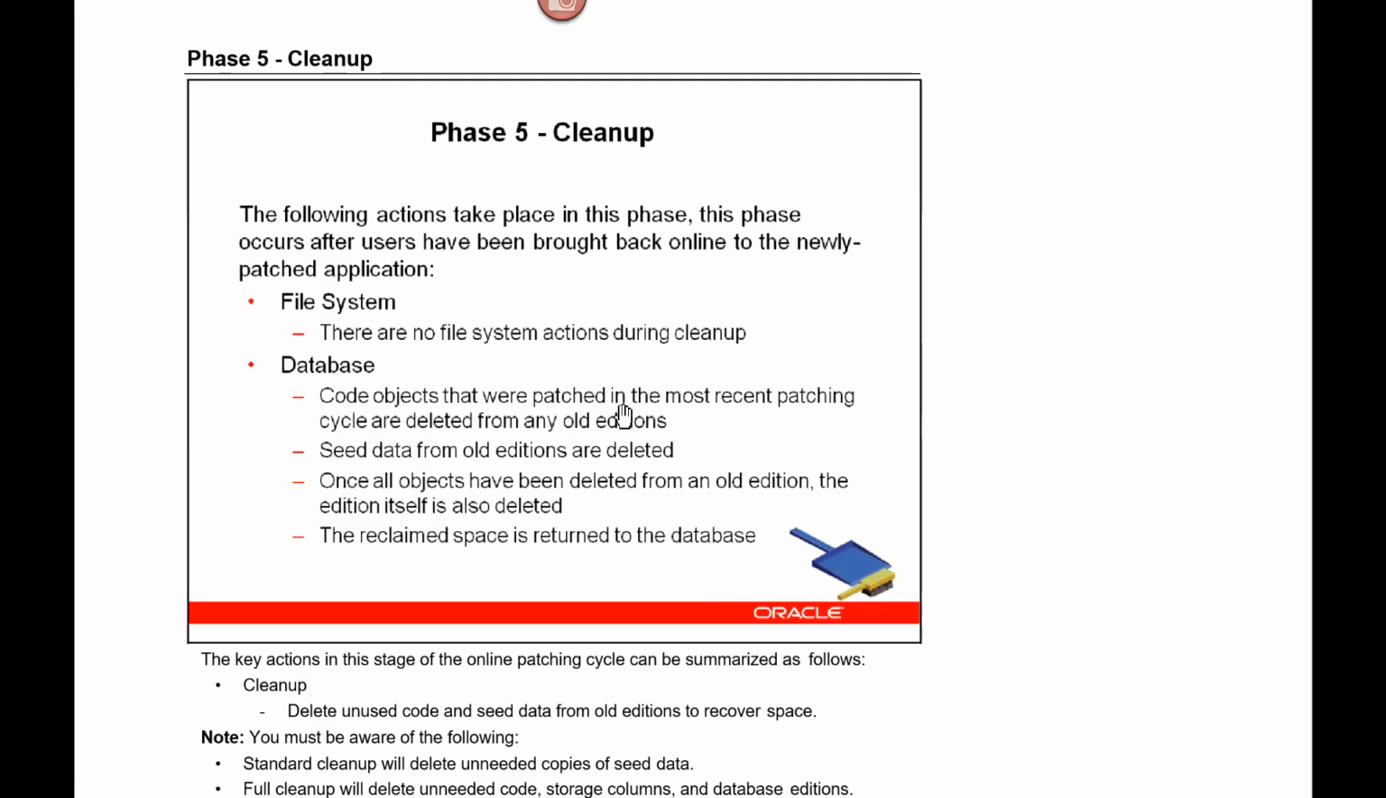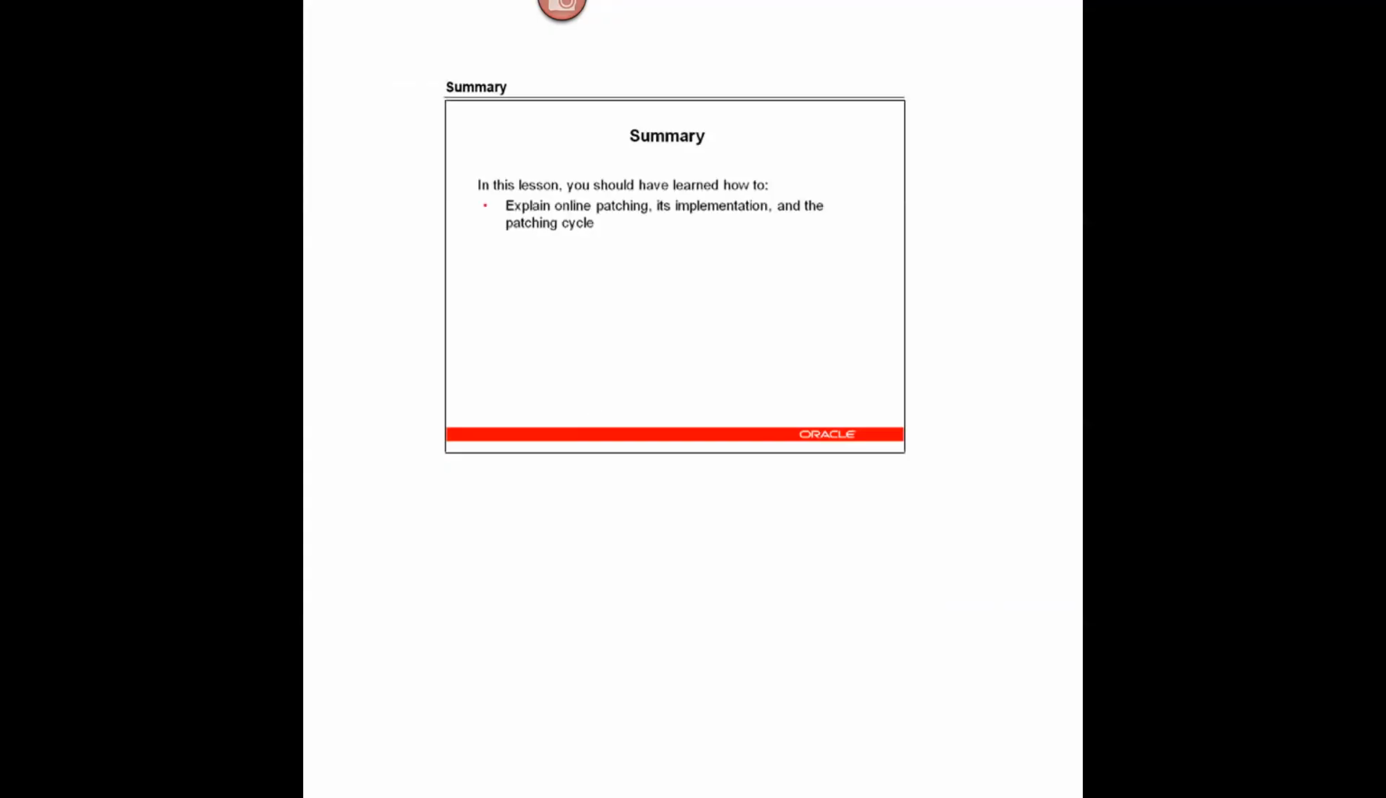Code objects that were patched in the most recent patching cycles are deleted after any old edition. Seed data from old edition are deleted. Once all the objects have been deleted from old edition, the edition itself is also deleted. The reclaimed space is returned. So mostly it cleans up all the old editions in the database.